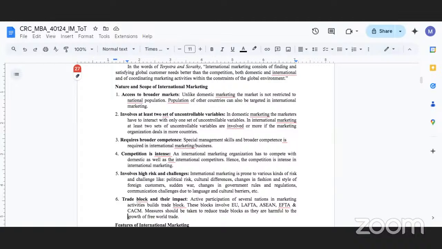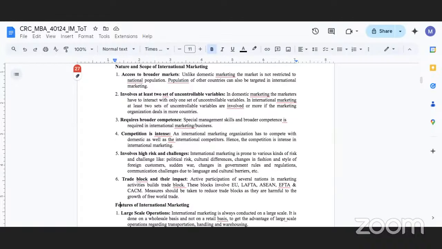But what we need to understand is that at a very fundamental level, in domestic marketing, it is only one set of uncontrollable variables, that is the local rules and regulations. But when you're talking in terms of international marketing, we are talking of not only the domestic rules and regulations, but we're also talking of the standards and the guidelines set in other countries. They are not within the control of the business, but outside the business environment. So that is why they are considered as uncontrollable variables.